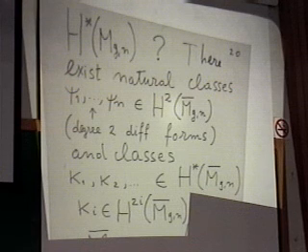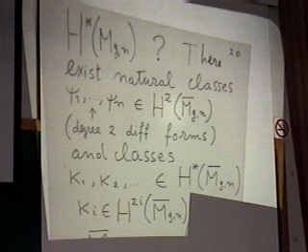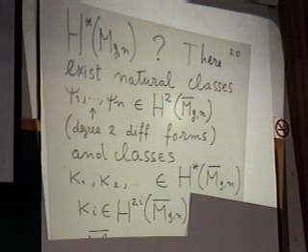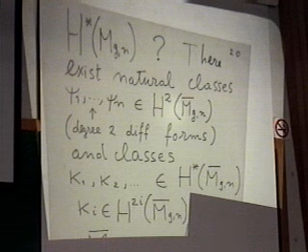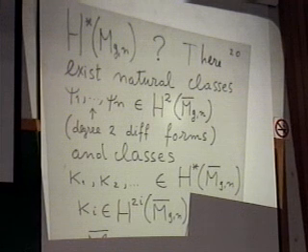These differential forms are like this. Here is the moduli space. So this is M_{g,n}. Can you read here? No, you cannot. No. So I see. So let me go around.